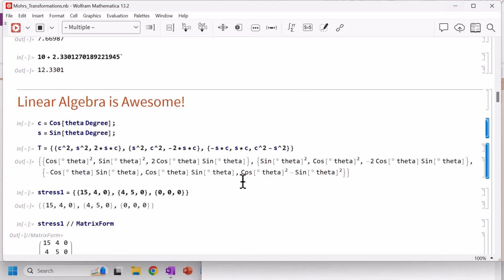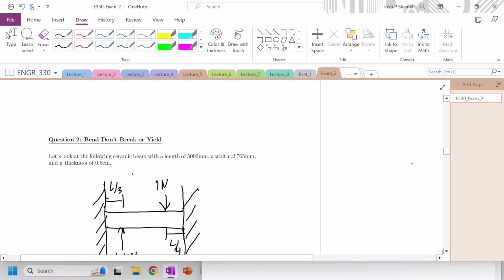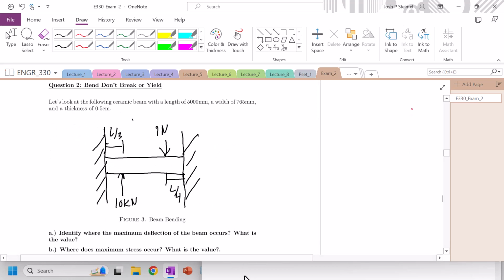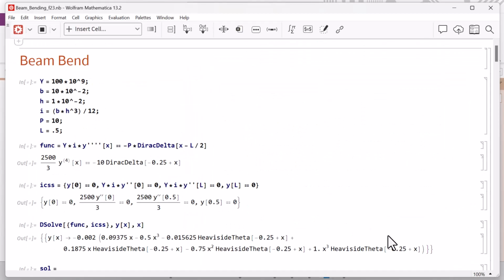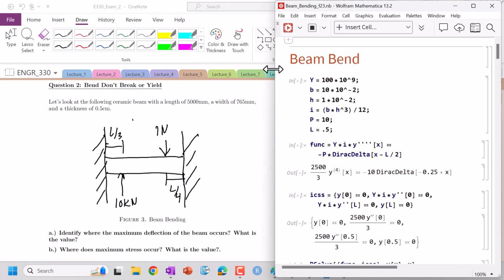Hello everyone, we are back and we are going to our beam bending problem. So let's look at the problem that we're working with. Let's get rid of this and get to our beam bend. We are working with a ceramic material, so we can change that to 300 gigapascals.